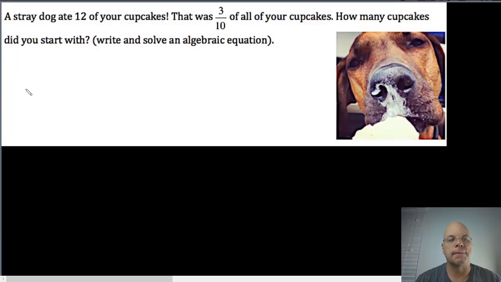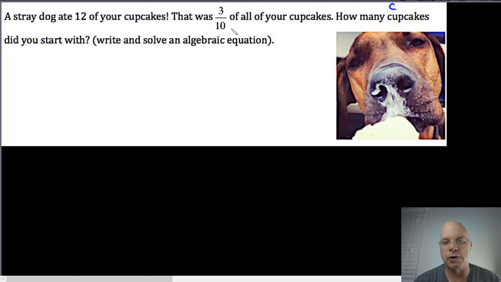Problem 14. A stray dog ate 12 of your cupcakes. That was 3/10 of all of your cupcakes. How many cupcakes did you start with? We need to write and solve an algebraic equation. The key to doing that is recognizing what the variable is. We want to know how many cupcakes we started with, so I'll use C for the number of cupcakes we started with.